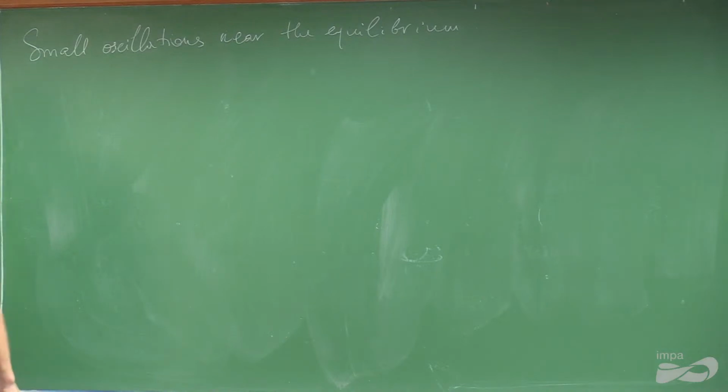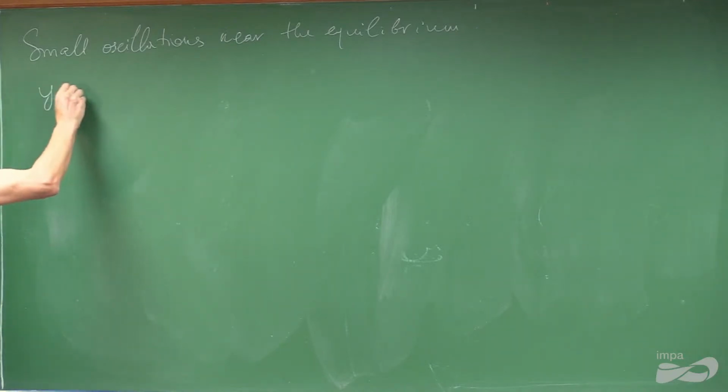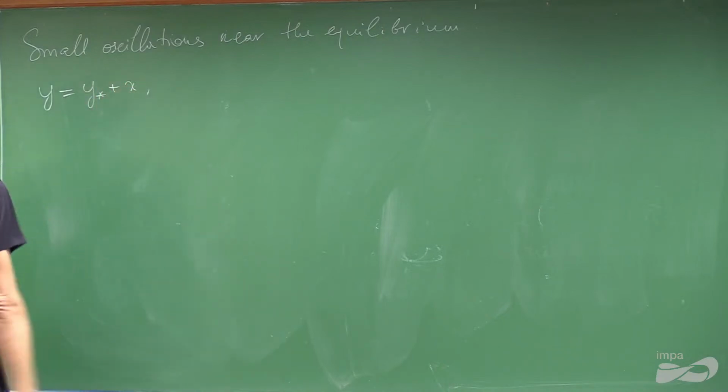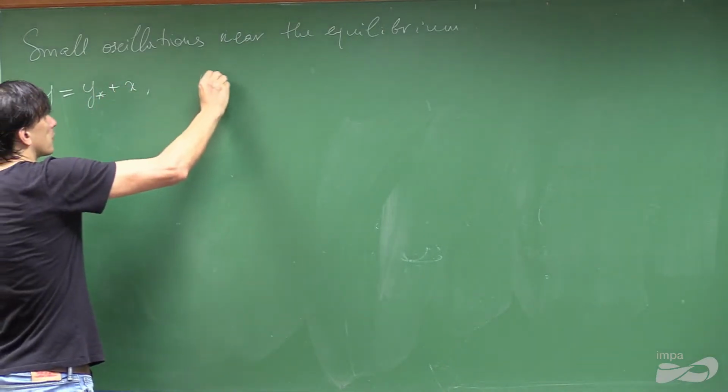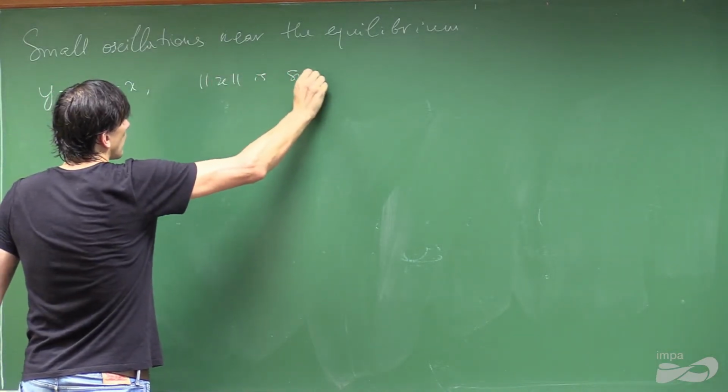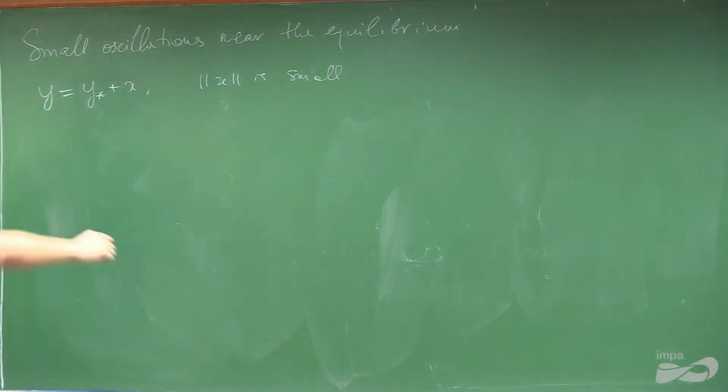It means that the distance between the vector y and y star is small. So let's call it x: y will be equal to y star plus x, and we assume that x is small. So it's small oscillations near the equilibrium. And then we can consider the linearized system as usual.